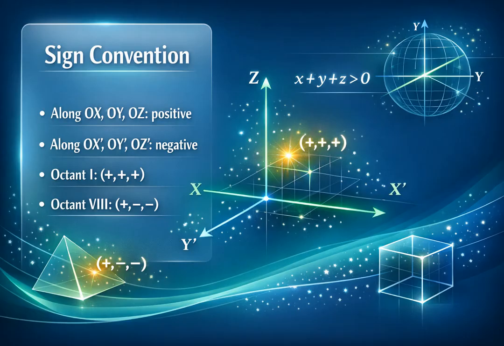The sign convention follows naturally. Distances measured along OX, OY, and OZ are positive. Distances measured along OX', OY', and OZ' are negative. For example, in octant I, all coordinates are positive: plus, plus, plus. In octant 8, the signs are plus, minus, minus. The signs tell you which octant a point lies in.